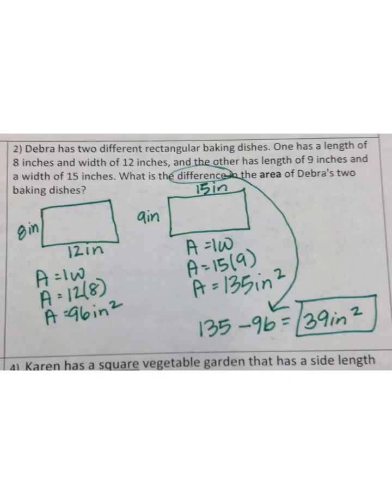Okay, so on the left, 8 by 12 would be an area of 96 inches squared. On the right, 9 by 15 would be an area of 135 inches squared. We're asked what is the difference between the two. So I took the bigger one, 135, and subtracted 96, and it's a difference of 39 inches squared.